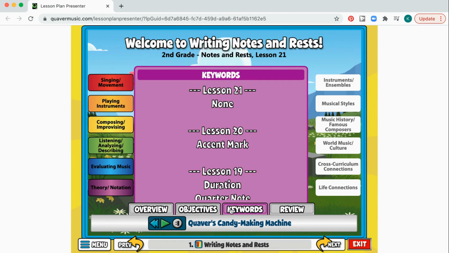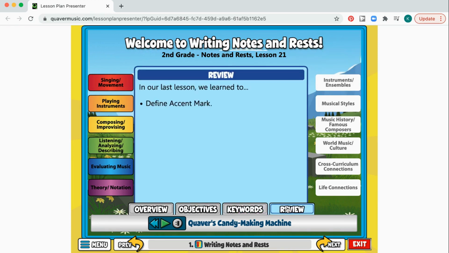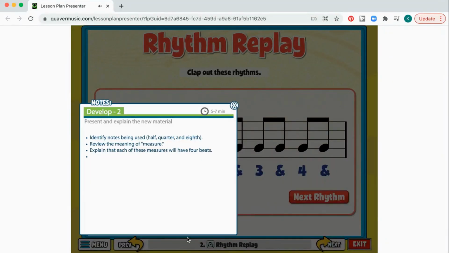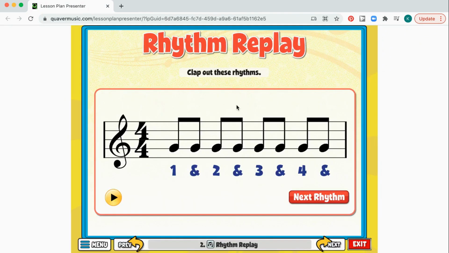Today, we do not have any keywords, but in our previous lessons, we learned about accent marks, duration, and quarter notes. And in our last lesson, we learned to define accent marks. For our first activity, we are going to take a look at the rhythm replay. First, we're going to identify all of the different notes that are used. And then we are going to talk about the meaning of measure. Each of these measures has 4 beats.